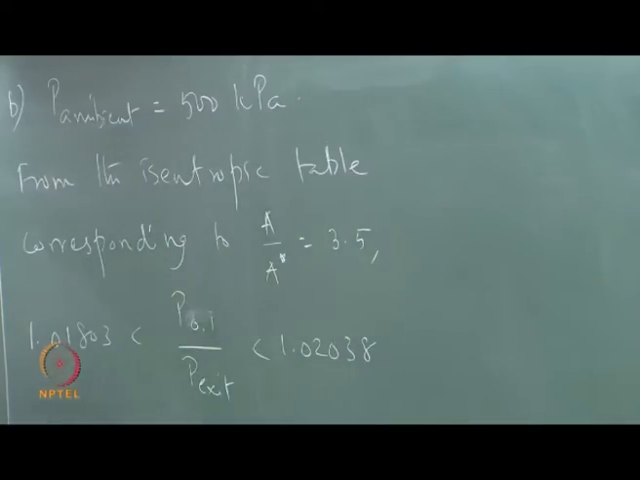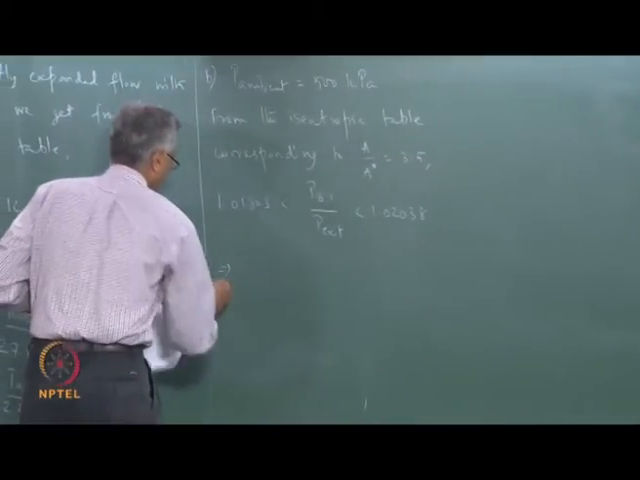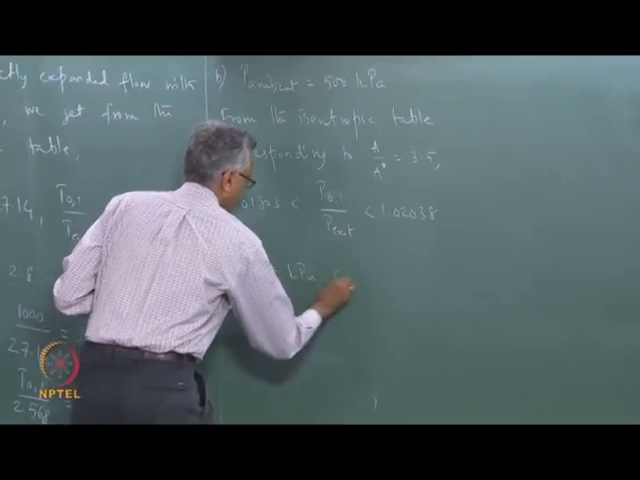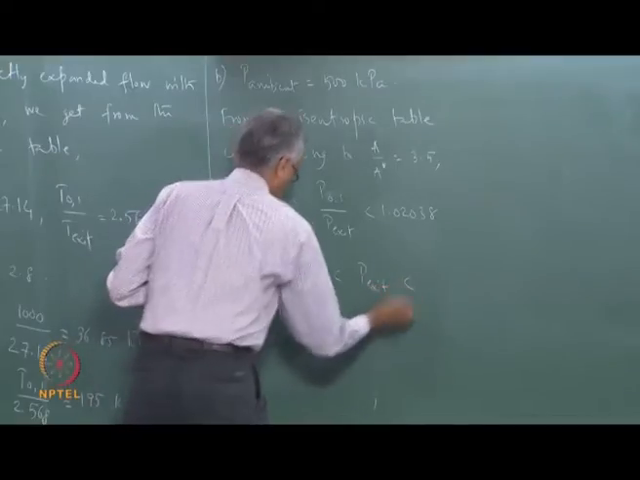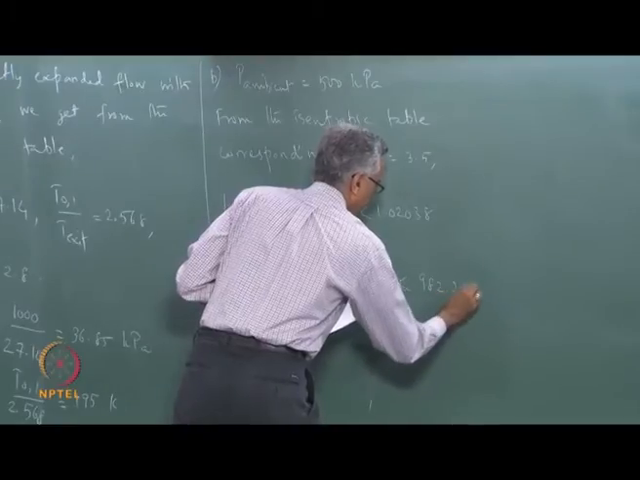So, where do these numbers come from? Again, if you go to the table, you can see that for 3.5 falls between these two, right. So, you can see 1.0158 and 1.0238. So, these are the two values that we are talking about. So, it falls between these two values, and if you convert this to pressure, then this actually says that the exit pressure lies somewhere between 980 kilopascal and 982.29 kilopascal.